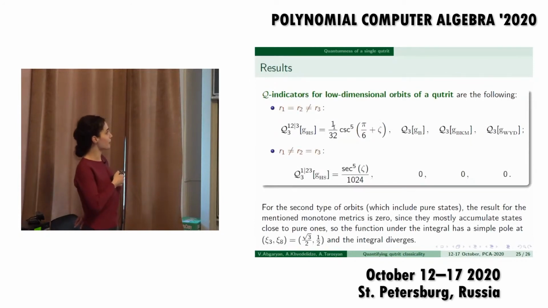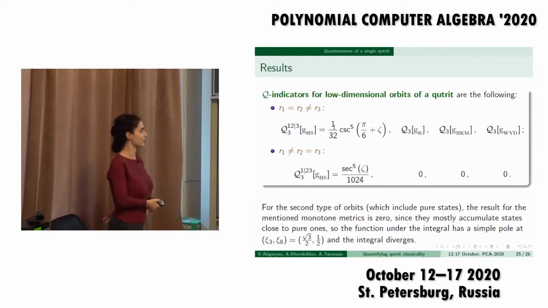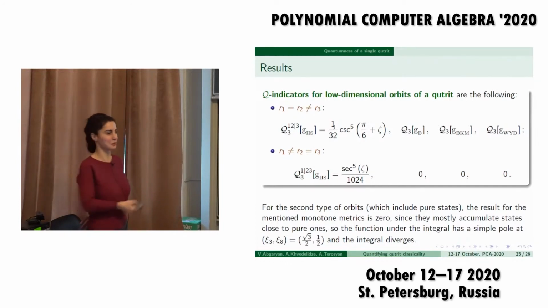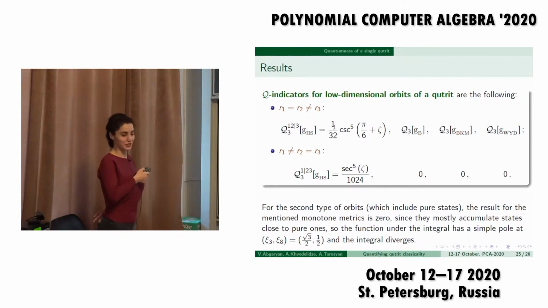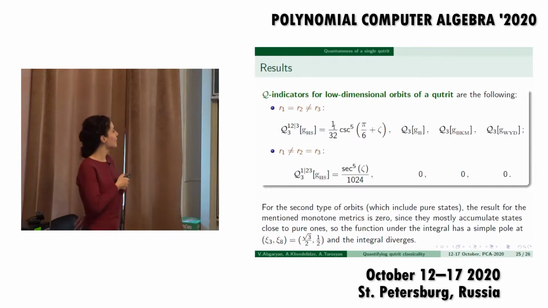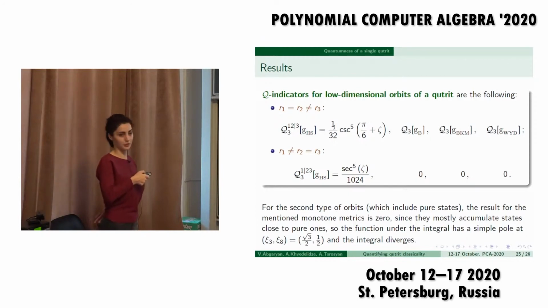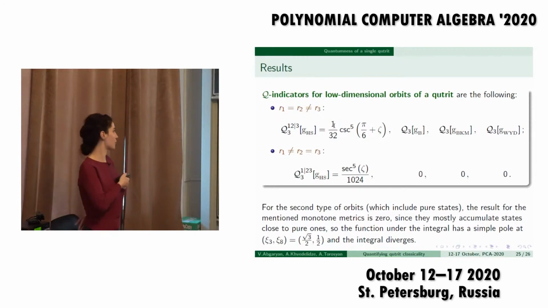For the first type of orbits, when the first and the second eigenvalues are equal, but the third is different, we get these results, which are very complicated, so I just decided not to show them to you, otherwise it would be very long. But believe me that there are some expressions. And for the second type of orbits, it's okay with the Hilbert-Schmidt metric, but these are zero. Why is it zero? So here I write why.